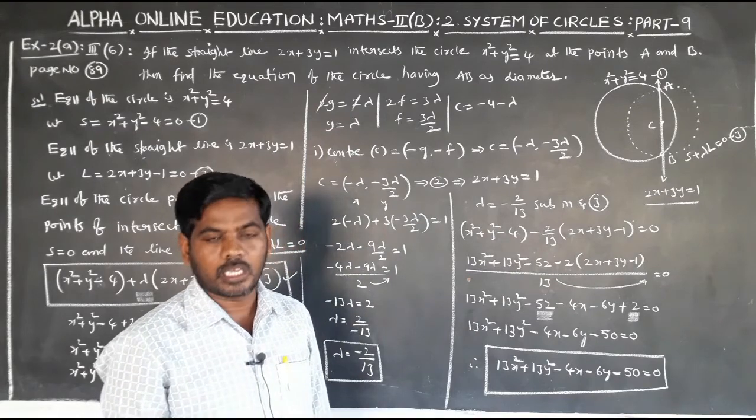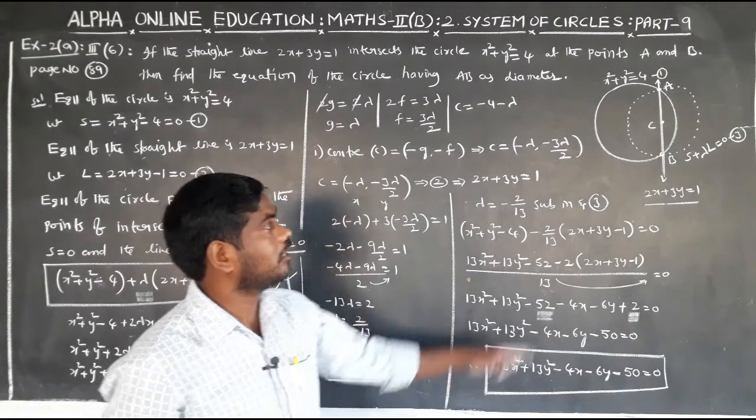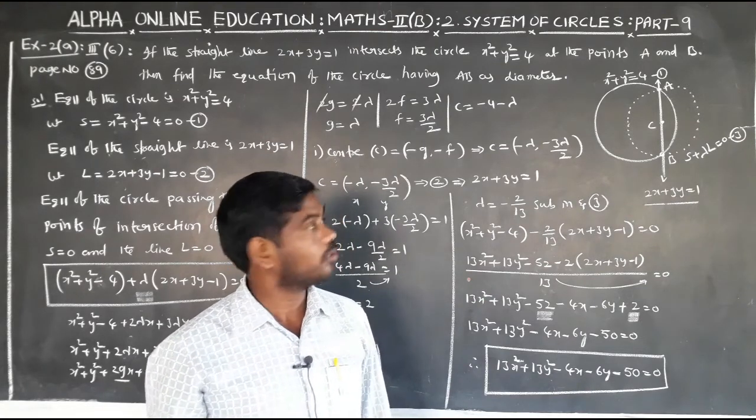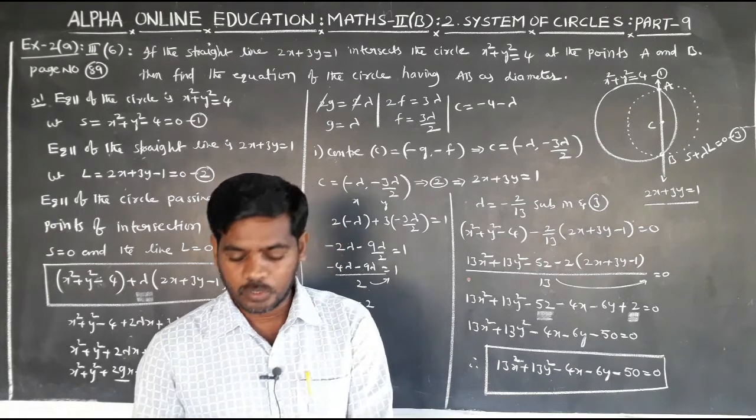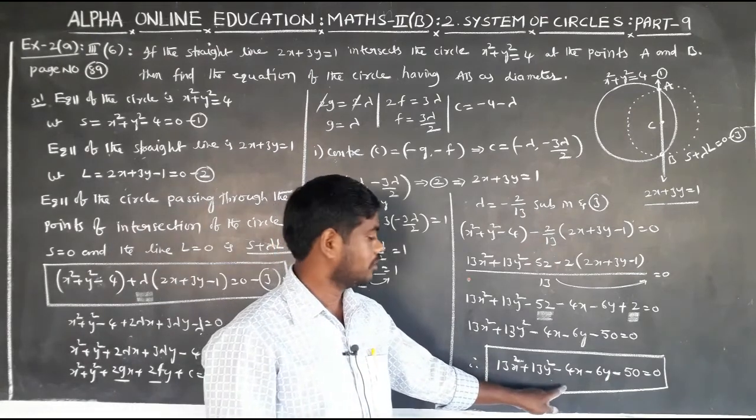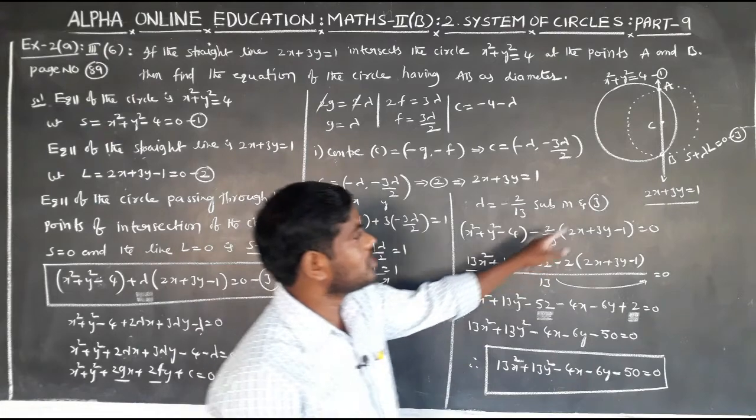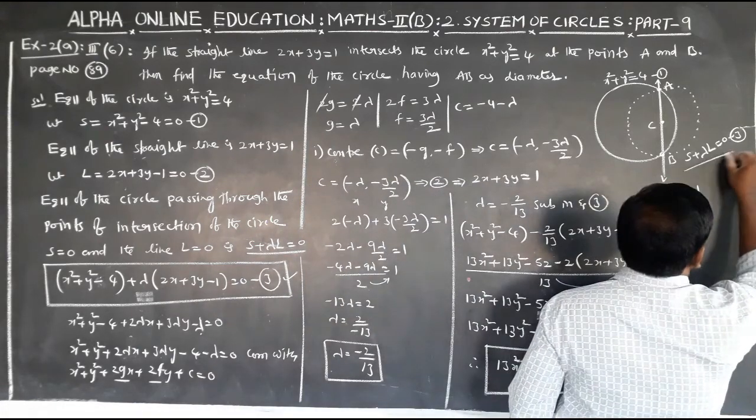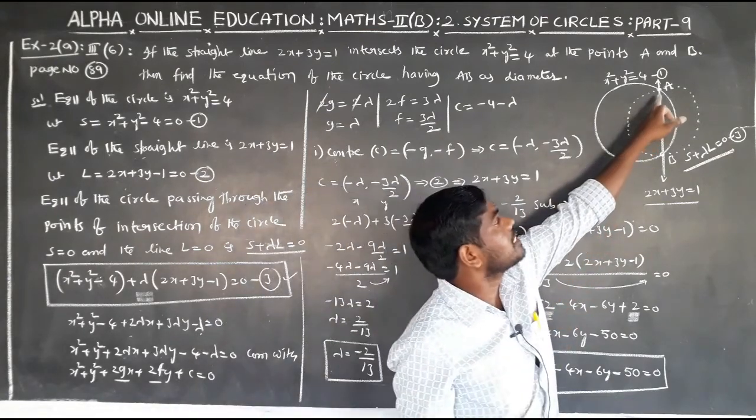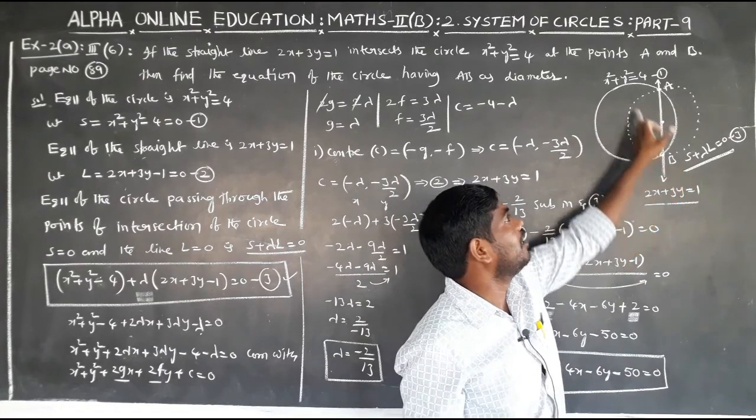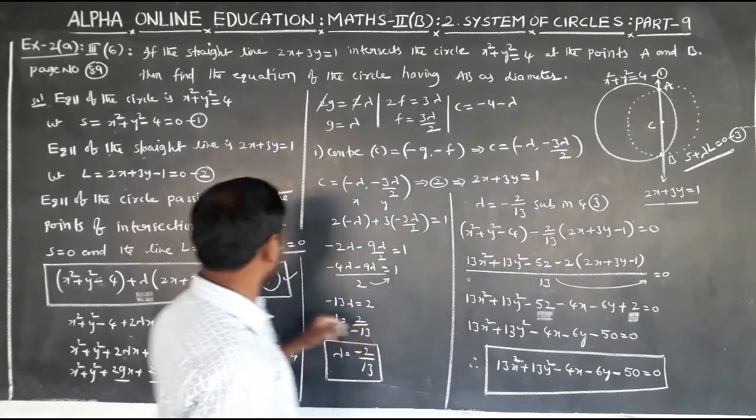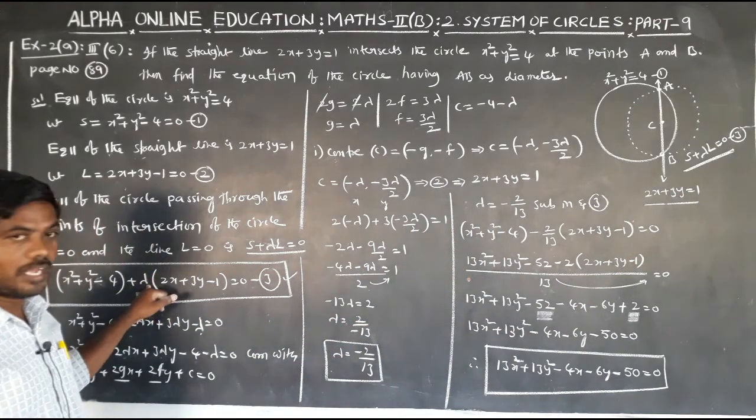of the circle passing through the points of intersection of the circle x² + y² = 4 and the straight line 2x + 3y = 1. This is the answer. This is the process. Here we use the formula S + λL = 0 for the circle passing through the points of intersection of the circle and the line L = 0. Here, find λ.